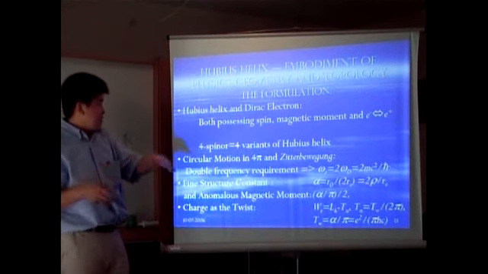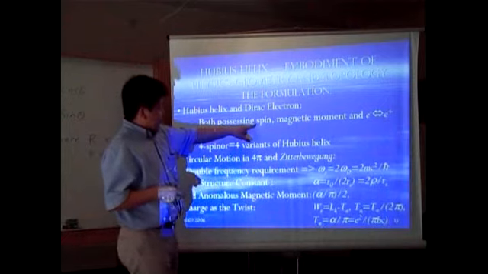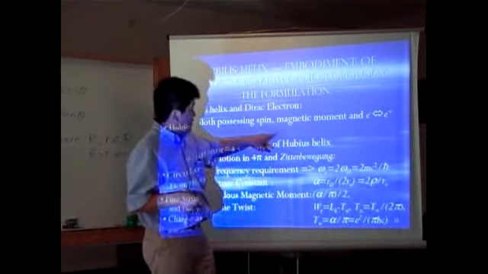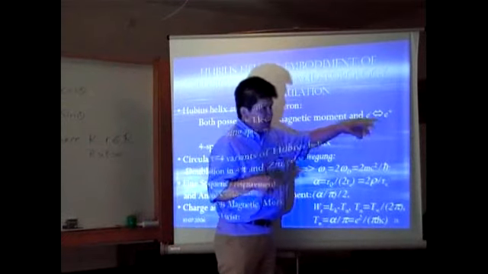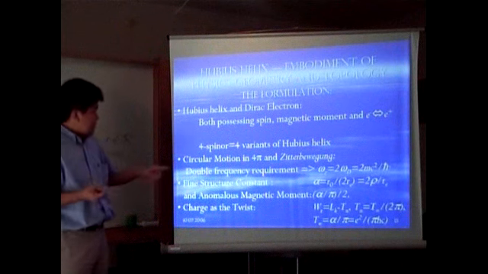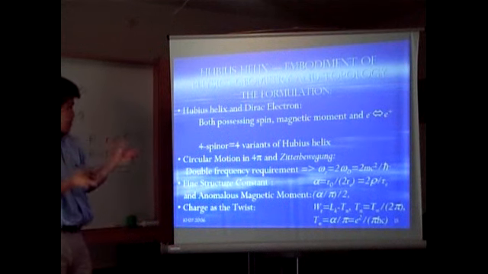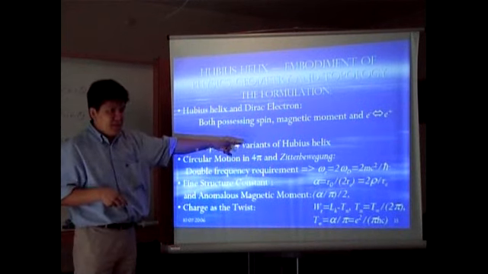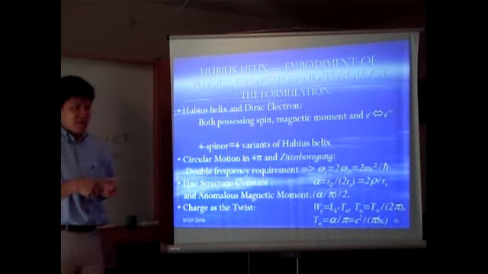So what you see is both will give you a spin and magnetic moment of the electron, and both have the association of electron and positron. And what about the spin node in the Dirac equation? It's actually the same as this helix, because both have 4 pi periodicity.